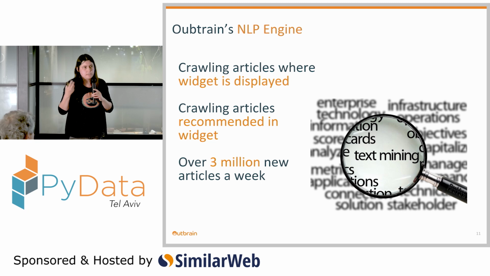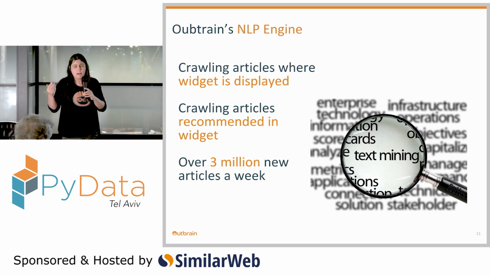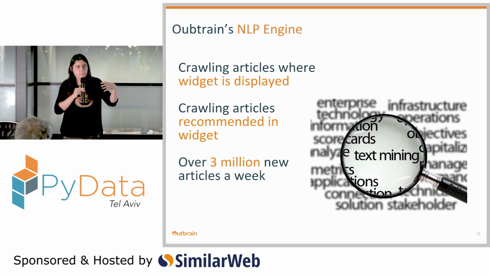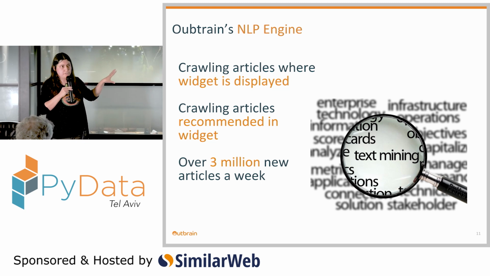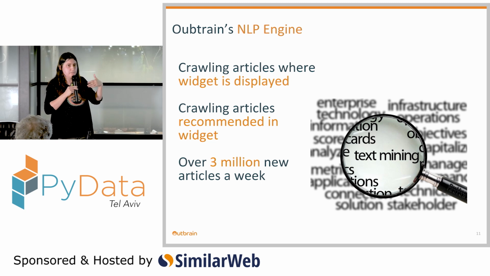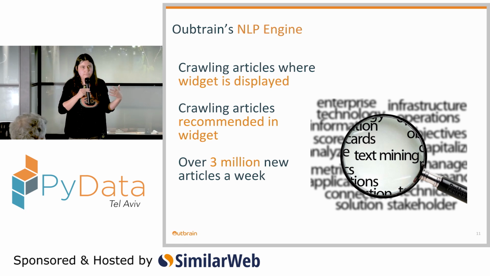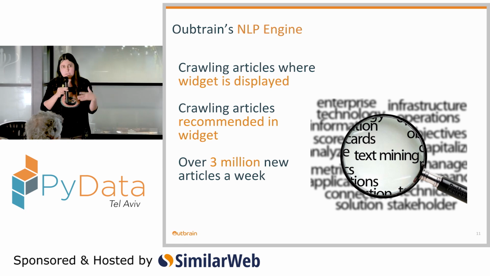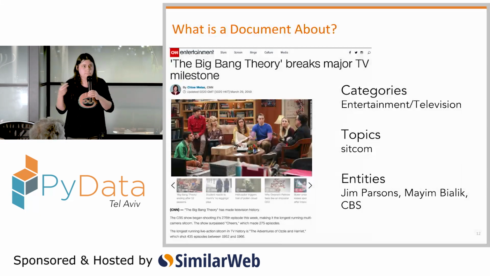So basically, it all starts with our NLP engine. What that means is that we're getting documents from all the articles where our widget is being displayed. This is the first type of documents that we're analyzing, and the second type are all the articles which are our potential recommendations. We need to understand both of these types of content. So what we're doing is crawling them and applying NLP techniques to extract features.